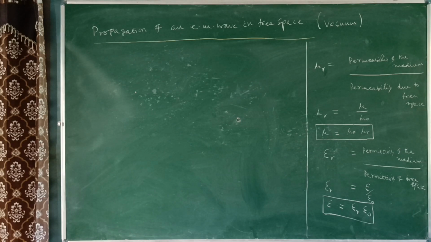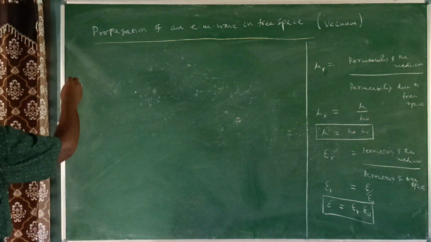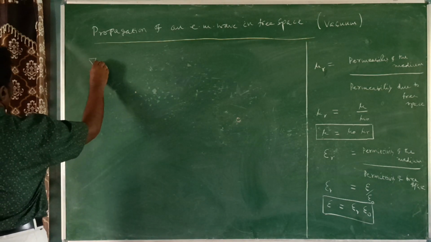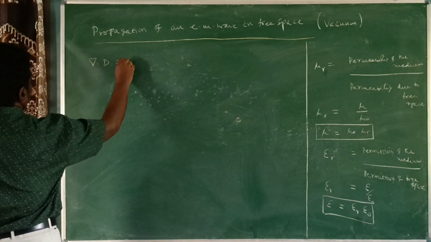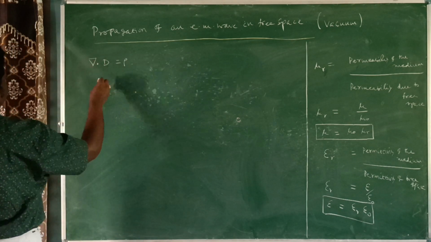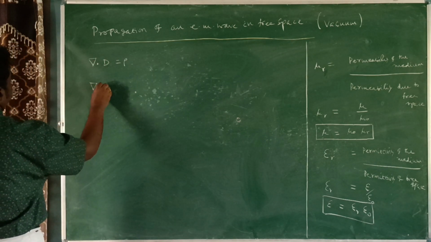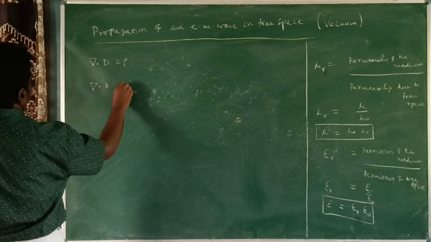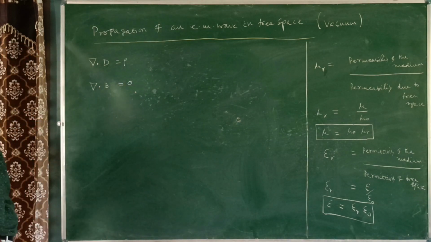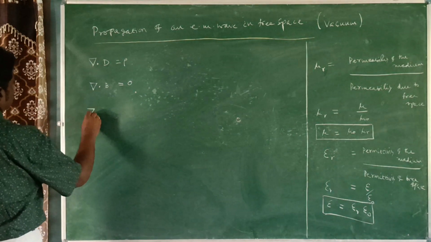In the present discussion, we have to talk about the propagation of an electromagnetic wave in free space. For that, we should consider Maxwell's field equations. Div D equal to rho, which is our Gauss law in electrostatics. Then div B equal to 0. This is Gauss law in magnetostatics.